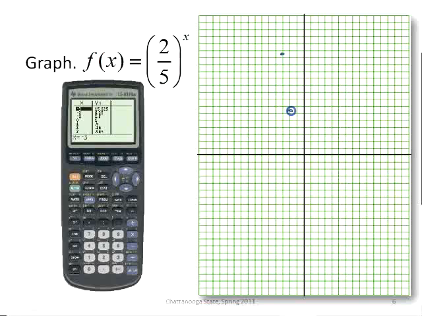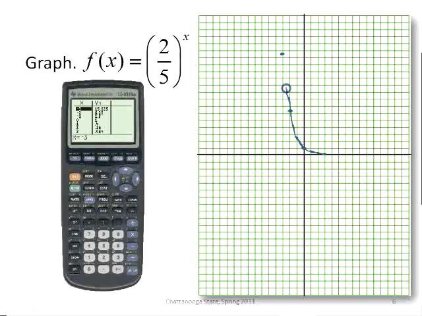Now -2 is at 6, and a little bit more, a quarter, 0.25, 6.25. -1 is at 2.5. Then I have the 0, 1. Then 1 is 0.4 for the y value. So it's down here. Then 2 is 0.16. So notice again, these are getting very close to that x-axis.